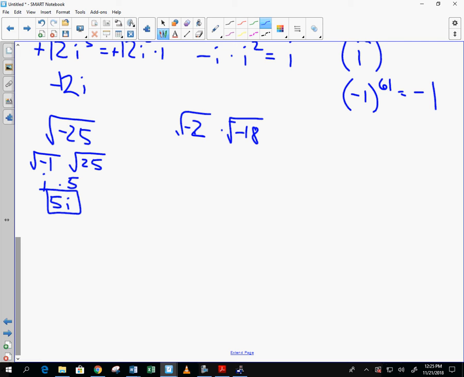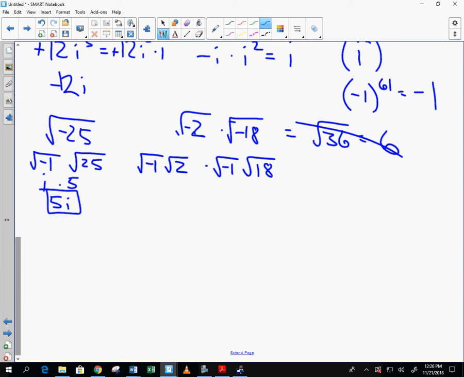Now, this one, square root of negative 2 times square root of negative 18. This is how you do not do it. Well, this is square root of 36, which is 6. Can't do it like that. I'll show you why. Would you agree that the square root of negative 2 is the same thing as the square root of negative 1 times the square root of 2? Square root of negative 18 is square root of negative 1 times square root of 18. We're all on the same page there?